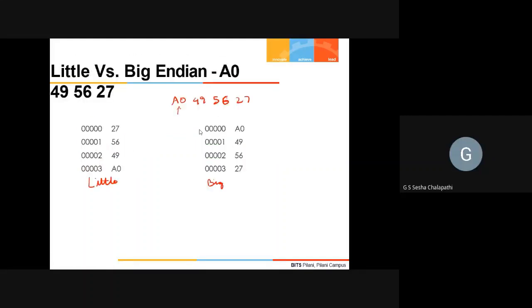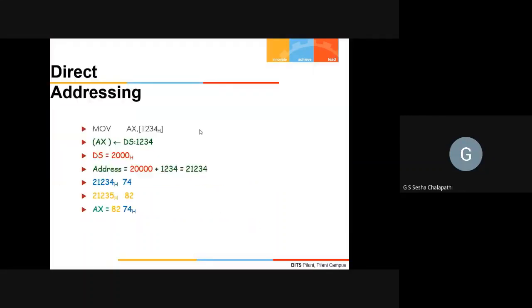Okay, let's go ahead with the direct addressing mode. Why does this name derive the direct addressing mode? Because the offset is mentioned directly. The offset inside the data segment is mentioned directly inside the instruction.